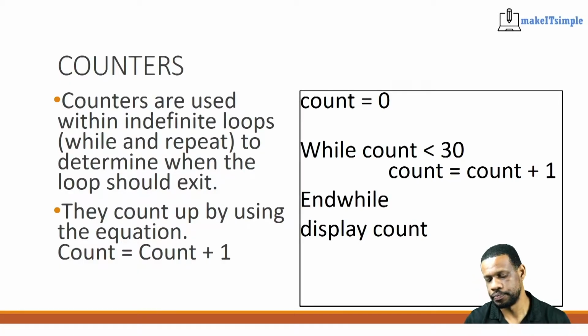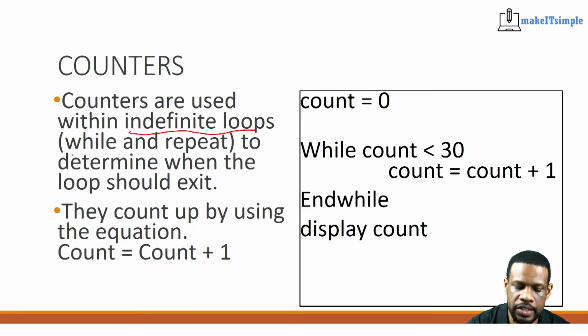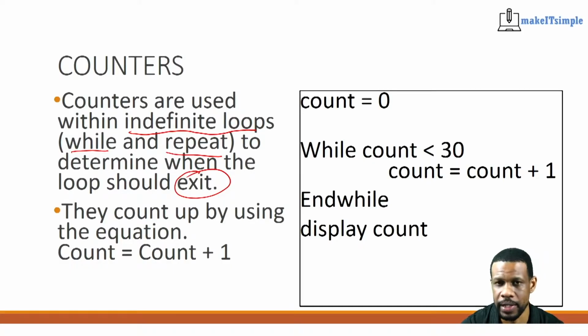Our counter. One of the most important things that we should be able to do when programming is how to keep track of something or how to count up something. I'll explain why when we go to some of the examples. Counters are used within indefinite loops, for example while and repeat until, to determine when the loop should exit. So a counter could simulate a for loop if you wanted to, but we'll get to that just now.